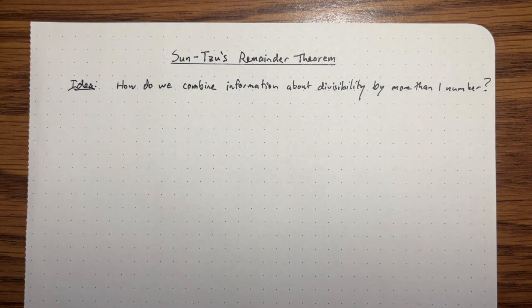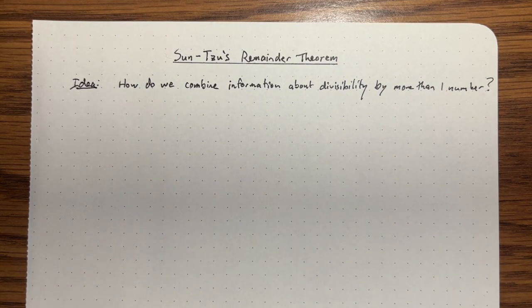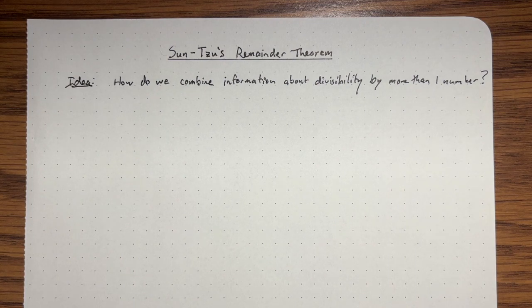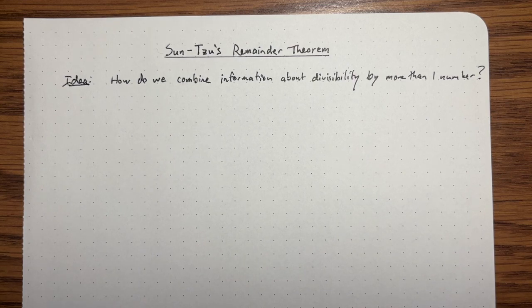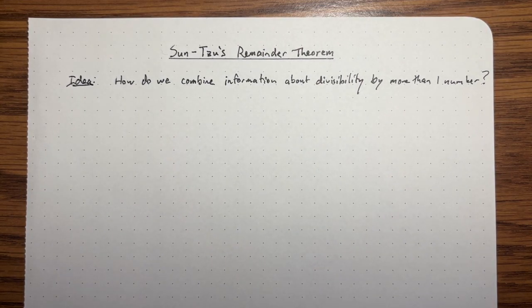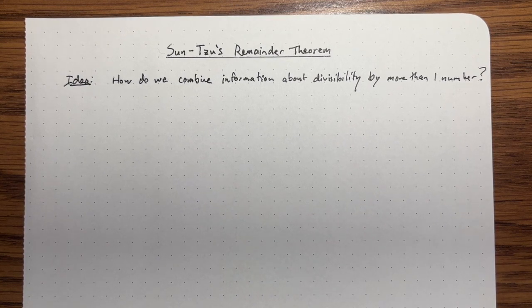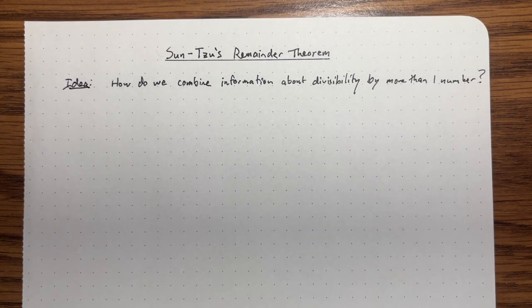And the idea behind this theorem is that we would like to combine information about divisibility by multiple numbers at a time. So modular arithmetic, which is what we've been studying for the past couple of lectures, gives you information about divisibility by one number at a time. So we're sort of zooming in on the integers, just looking at divisibility by one number at a time. Let's say we look at a different number. Well, we get some different information. And the question is, can we sort of combine that information into one single piece of information? Can we sort of zoom out a little bit?